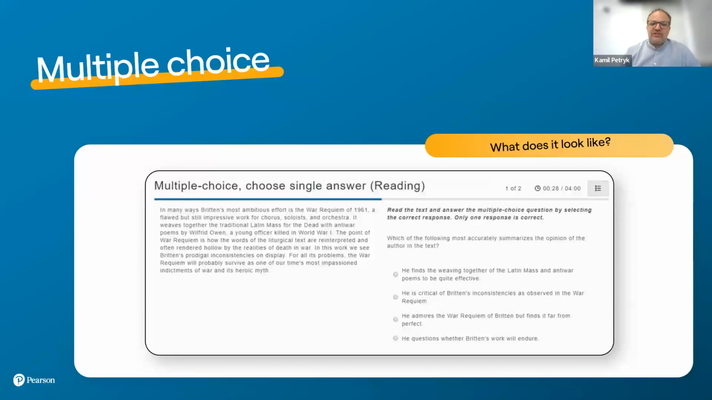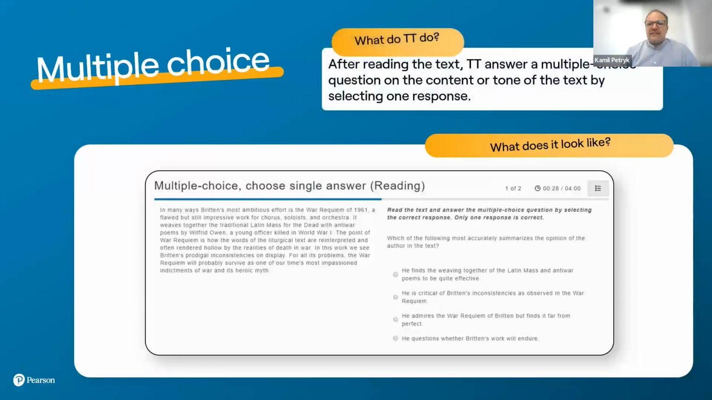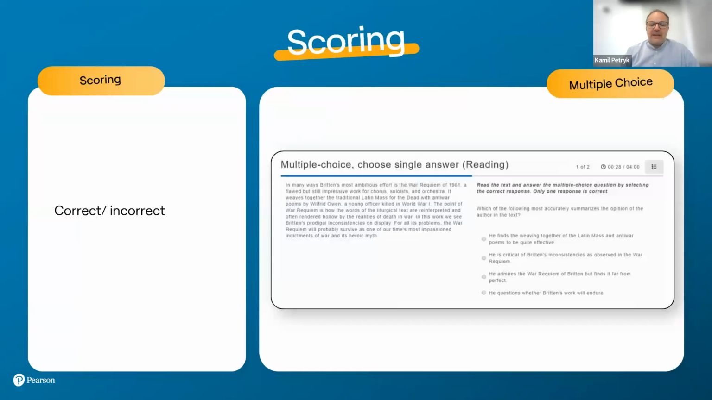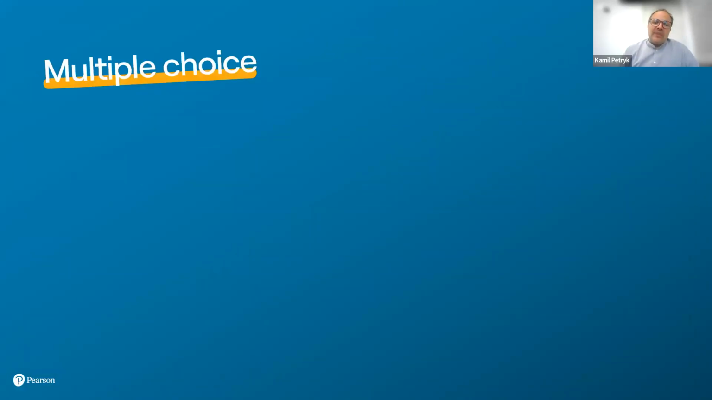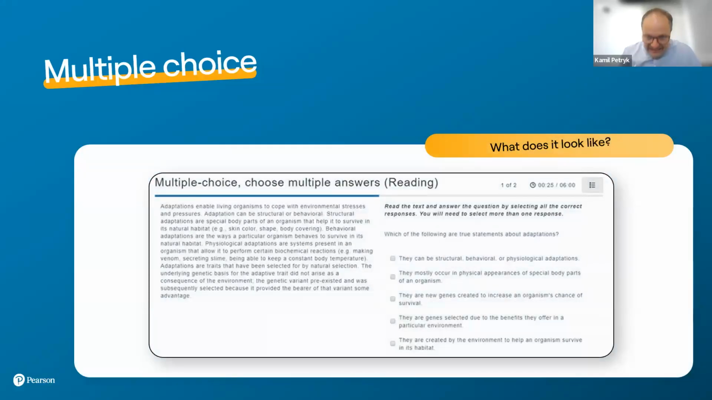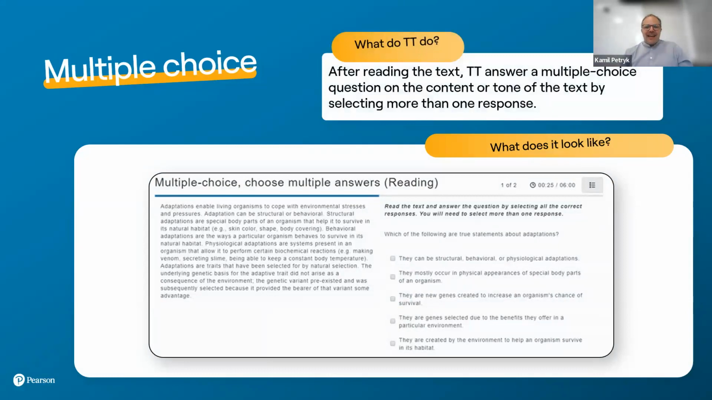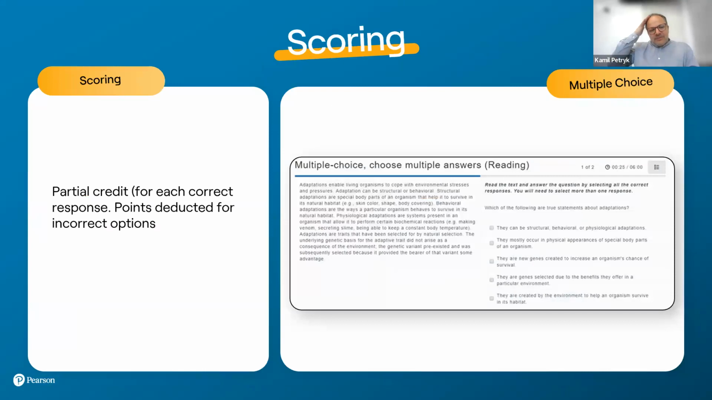One is multiple choice, choose single answer. So there's a text and one answer to be selected, one answer to the question. After reading the text, they answer a multiple choice question on the content or tone of the text by selecting one response. And the scoring here is just correct or incorrect. There's another multiple choice task in which there are multiple answers. After reading a text, they answer multiple choice questions on the content or tone by selecting more than one response. And here scoring is a little bit different. This is partial credit. They get a score for each correct response, but points are deducted for incorrect options.